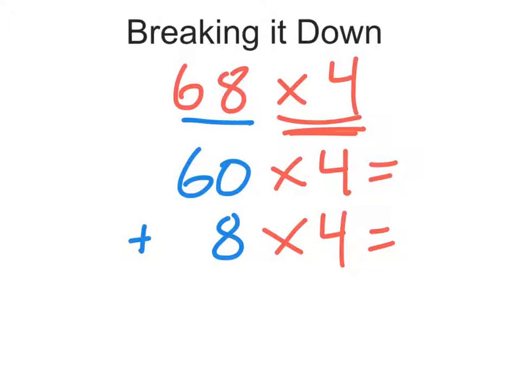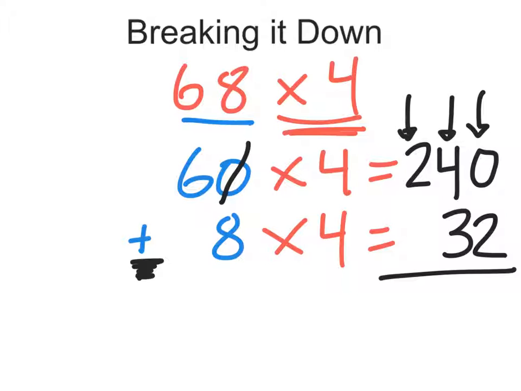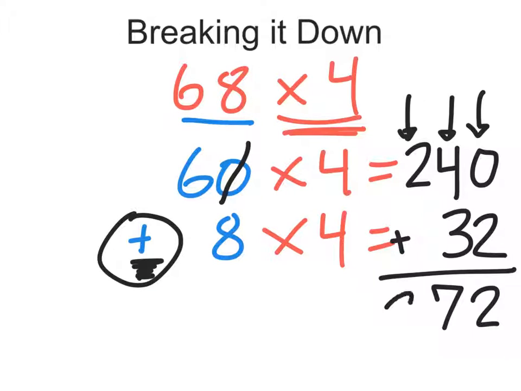So I'm going to multiply 60 times 4. I cross out the 0. 6 times 4 is 24, and I tack on 1 0. Plus 8 times 4, which is 32. Again, look how nicely I lined up my ones, tens, and hundreds place value. And because of this plus symbol over here, I'm going to add it all together, and I get 272. So 68 times 4 equals 272. That's the breaking it down strategy.